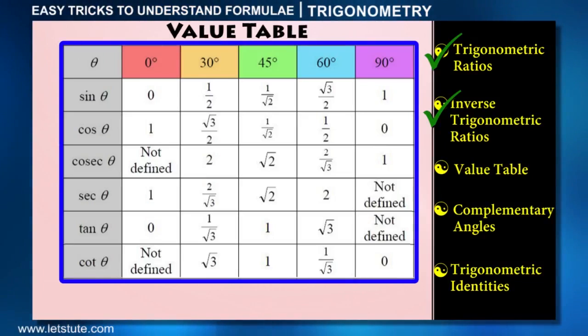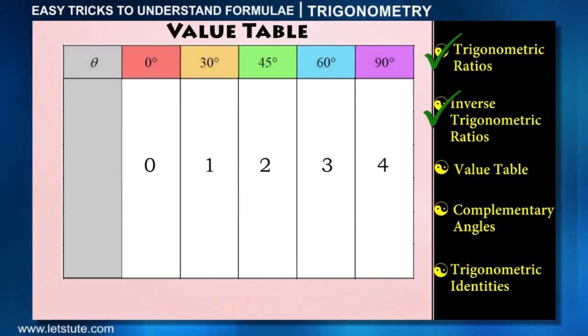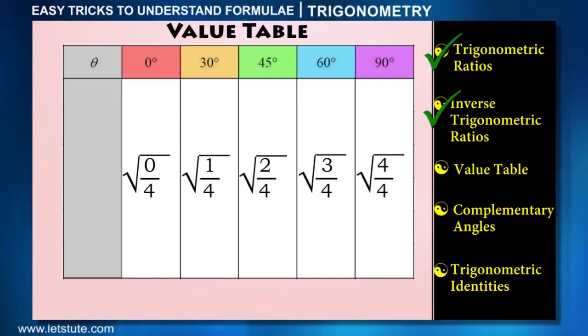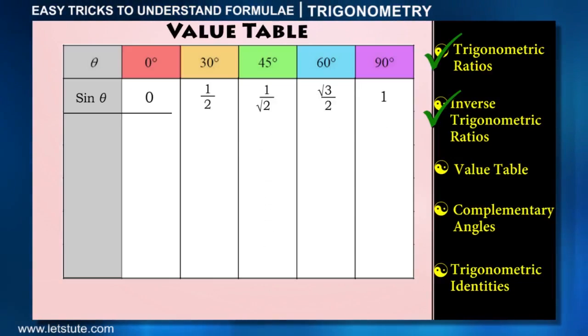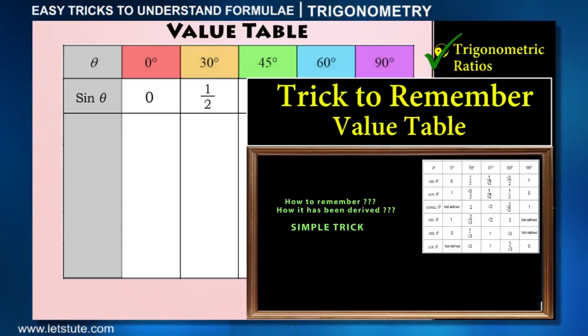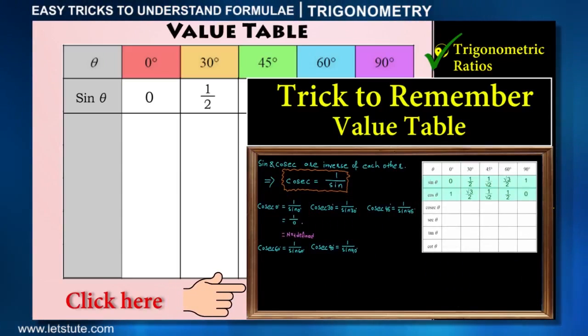So to build this entire table, we first write down the numbers from 0 to 4 below these angles. Now divide each of them by 4, then take the square root. And this is the value for our very first trigonometric ratio, sine. We read it as sine 0 is 0, sine 30 is half and so on. Now recall, we have already learned this trick and its logical explanation too in one of our sessions. So if you wish to watch that particular session, you may click here.